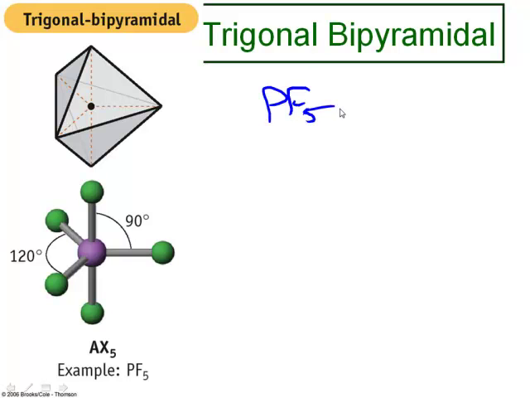A good example is PF5, phosphorus pentafluoride. If I was going to draw this Lewis structure, how many valence electrons do I have to do so? 35 from the fluorines, plus how many from the phosphorus? 5. So I'd have a total of 40 electrons to draw this. So I'm going to put my phosphorus here in the middle, bond to fluorine, bond to fluorine, bond to fluorine, bond to fluorine, bond to fluorine, like that.